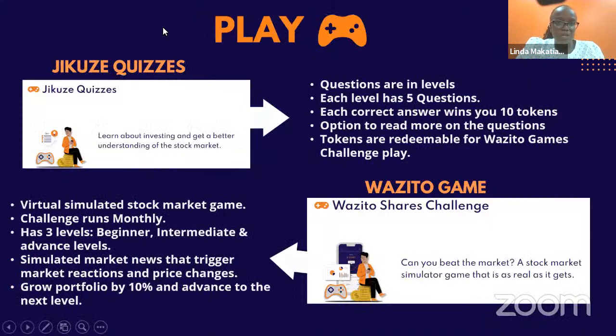On the play aspect, we have Jikuze quizzes. Jikuze quizzes is more of theory. We are trying to get you to understand the terminologies that are used when you start investing. We've put this in the form of questions, and they're in levels. Each level has 5 questions. If you answer each of them correctly, you get 10 tokens.